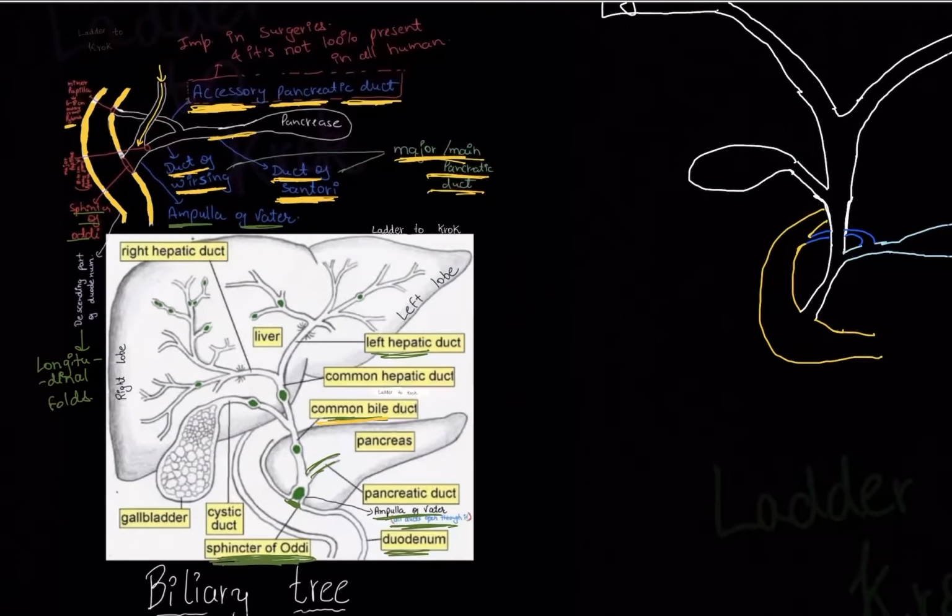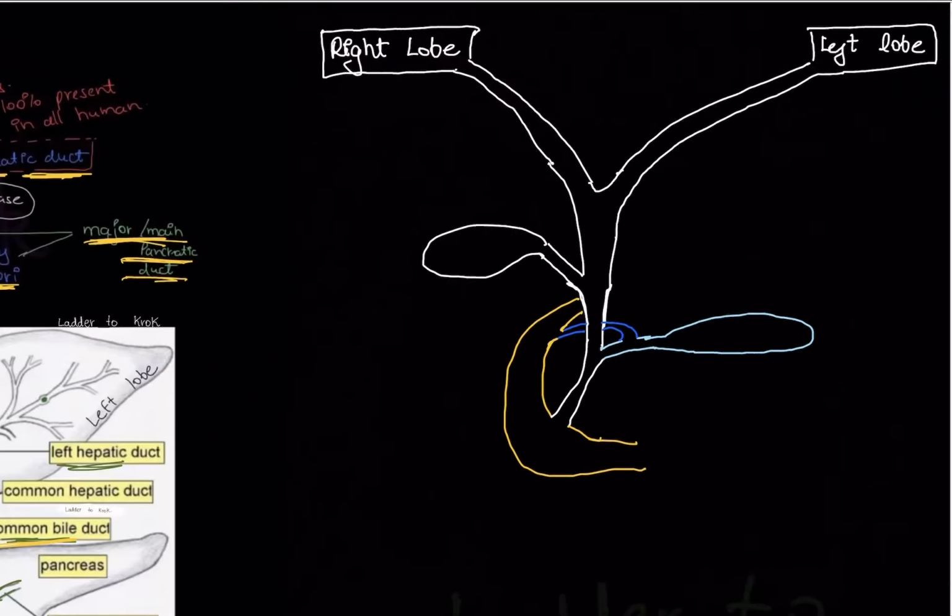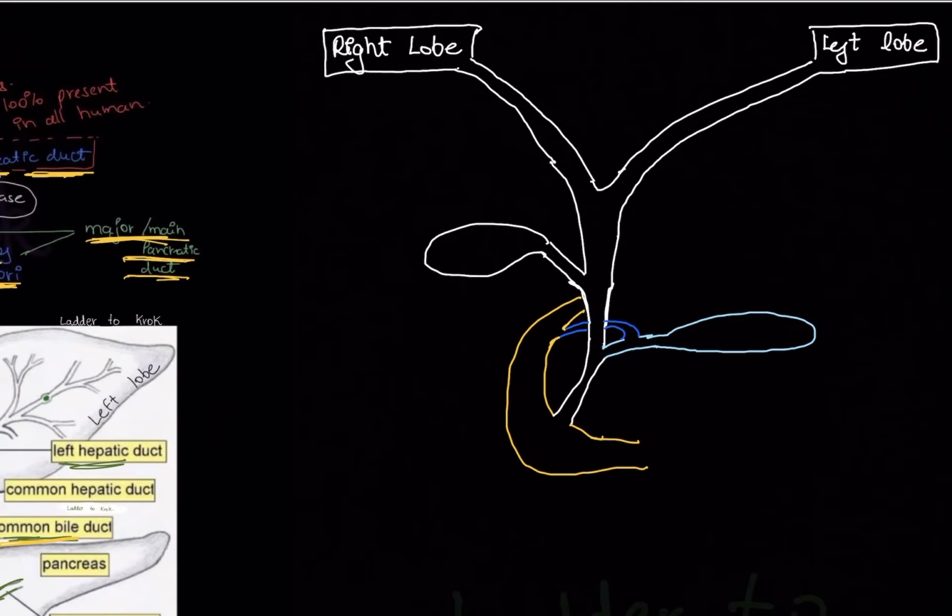Now let's make the diagram. This is your right lobe, this is your left lobe. From the right lobe what arises? This is the right hepatic duct. What is this? This is the left hepatic duct, LHD. They combine and form what? This is your common hepatic duct.